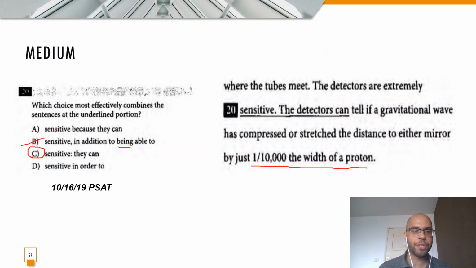This is a little bit tricky because some people say A here. They say, oh, they're sensitive because the reason they're sensitive is that they can tell if a gravitational wave has compressed. Well, that's not really the reason that they're sensitive. The reason is that they've been designed to be sensitive. This is more telling us the extent of their sensitivity, not that there's a cause and effect, like because they can tell this, they are sensitive. That's not the key idea here. So this is a really tricky trap, frankly, in A. And the goal of their sensitivity is not to let them do this. They are simply sensitive, and this is one thing that they can do. All right, so D does not work either. I recognize that's logically tricky. All right, let us keep going.